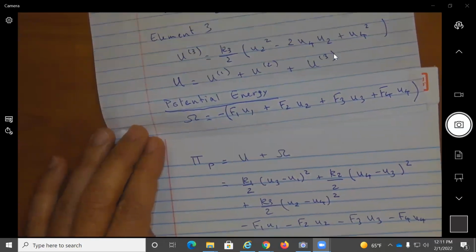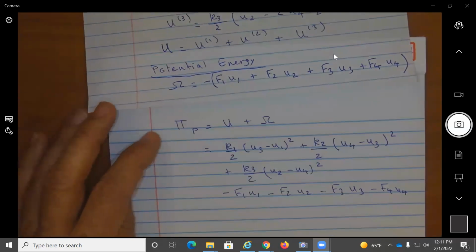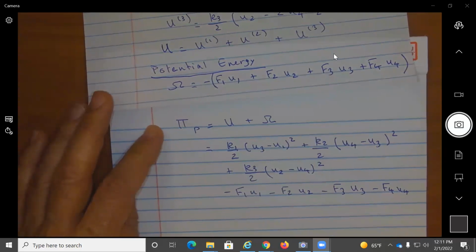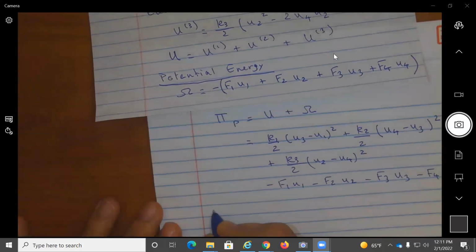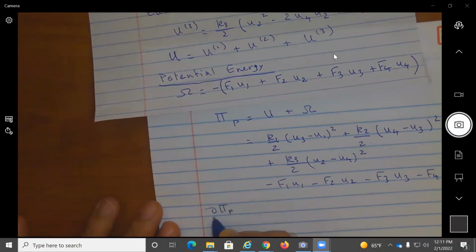Now, how many degrees of freedom do we have? We have 4. So we're going to apply the partial derivative 4 times. Okay. So I'm going to do like d pi p with respect to u1.